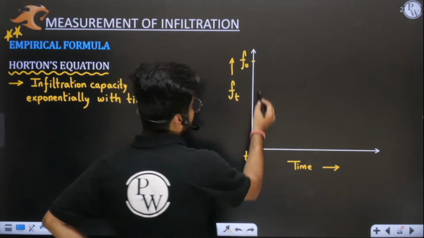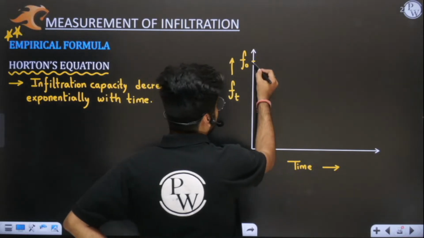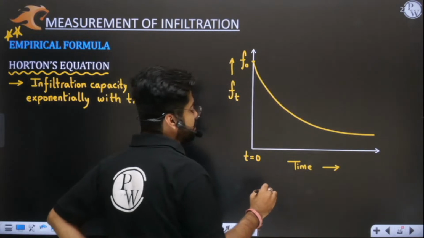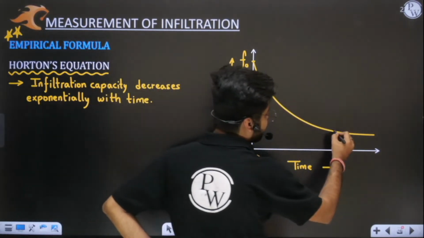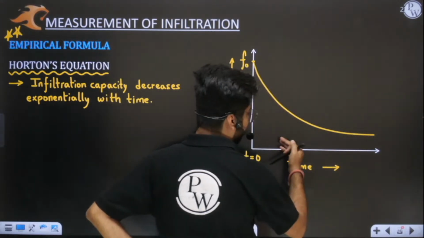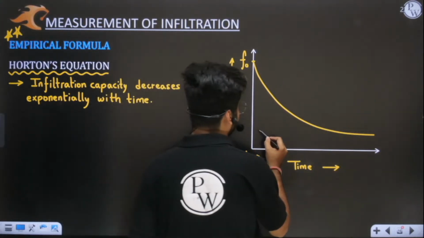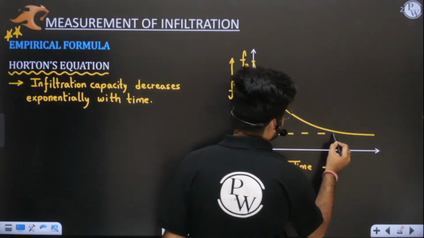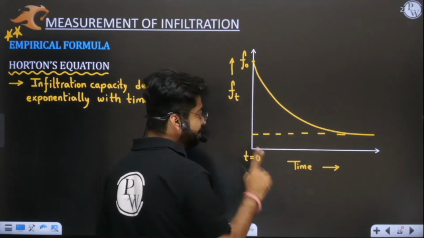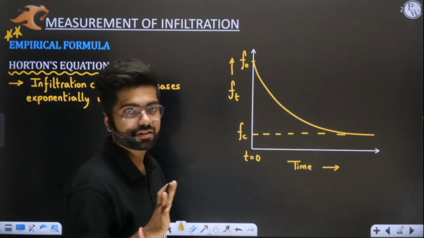Now, sir, this is going down exponentially. But one thing is there, that after a certain period of time, this decrease will stop and it will become constant. After a long duration of time, this will become constant. I hope this is clear to you. Yes or no? And that constant value will be denoted by Fc. I hope this is clear till now.